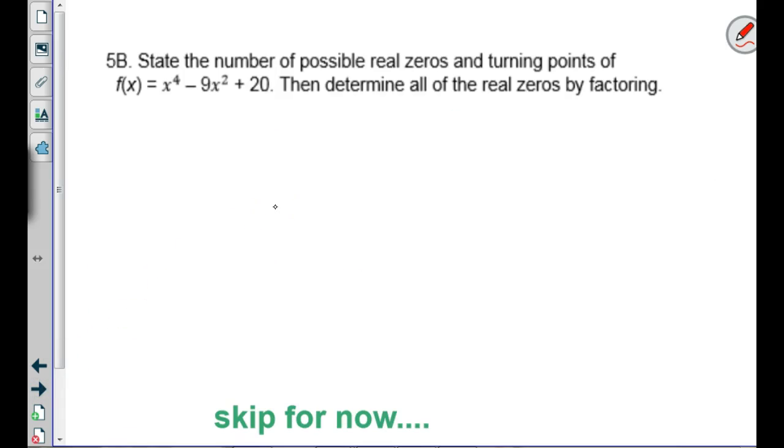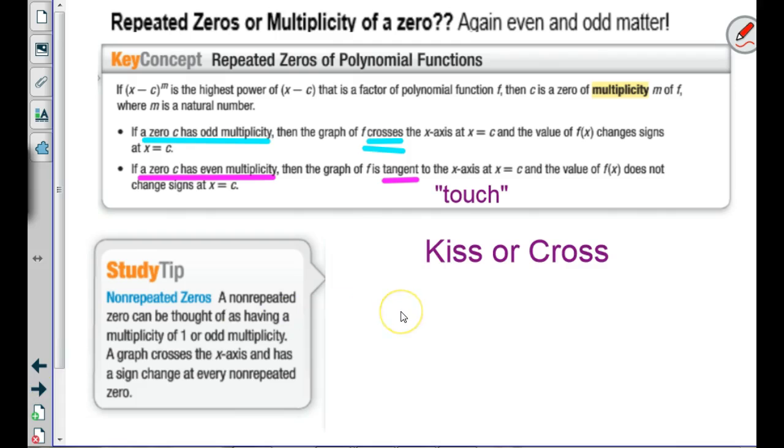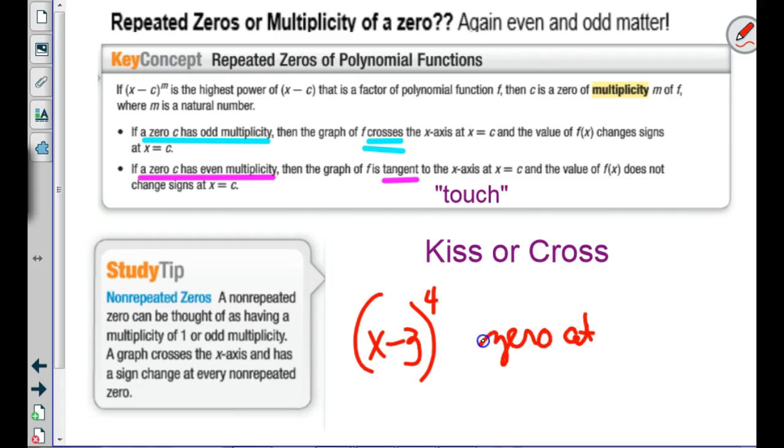5b. Oh, it says skip for now. Okay, because I think we just did some of these. Let's go on and talk about multiplicity of a zero. Even and odd matters. I'll get wrong answers on this on a quiz. Multiplicity is just when you have a zero. This is a zero of multiplicity 4. Okay? There's a zero at x equals 3, and its multiplicity is 4. That means it's power 4 on that whole zero.